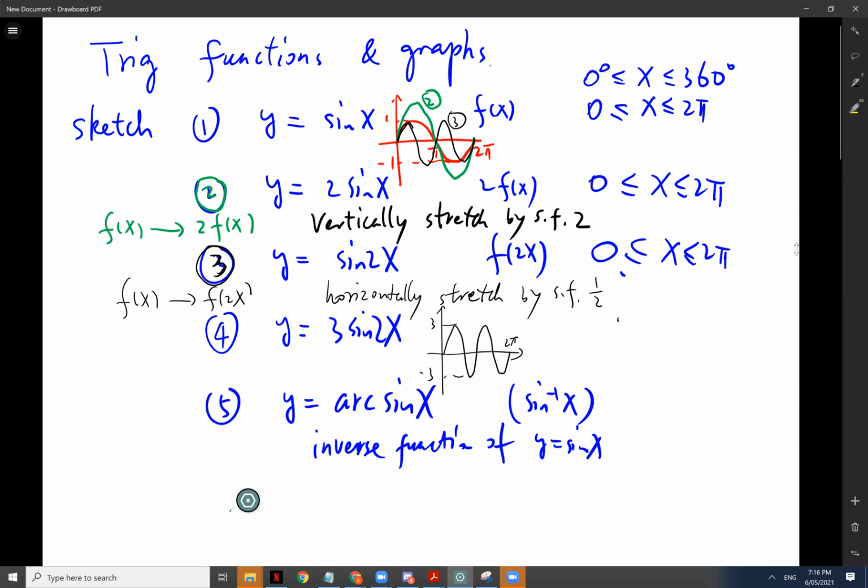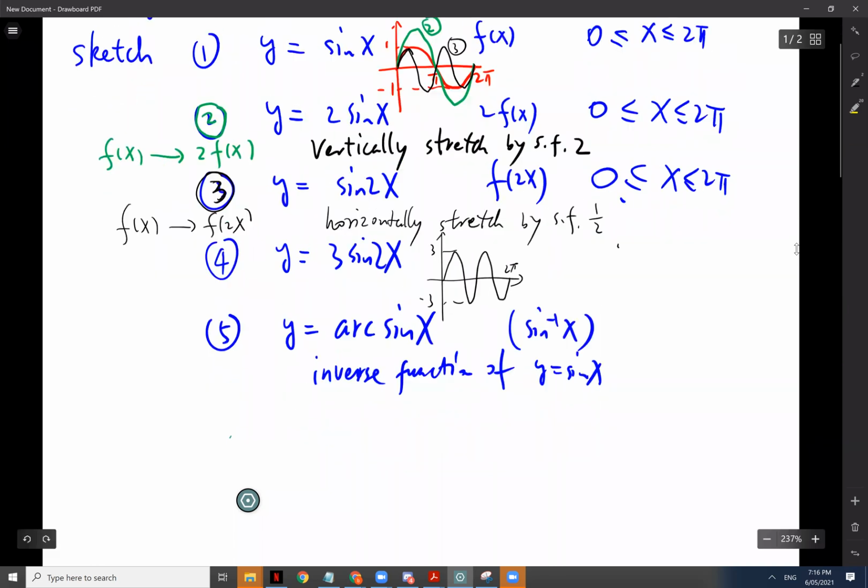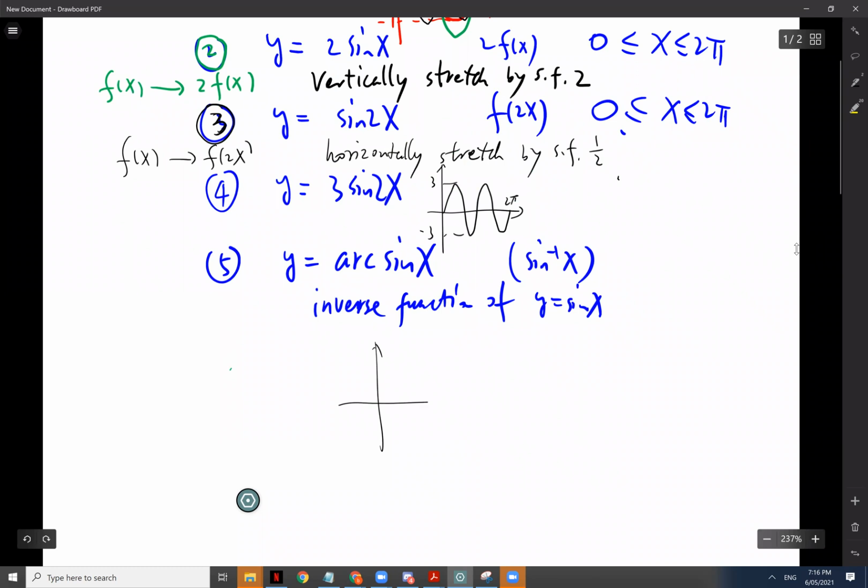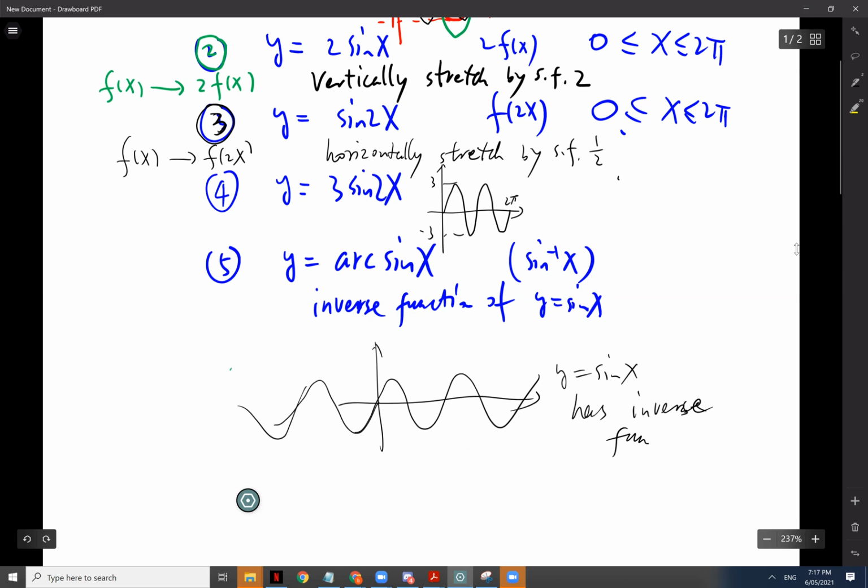Okay. Number 5. Arcsin x, how do we sketch it? The sine inverse. First idea, we got a sine graph. Selvin, does this sine graph have an inverse function? Very good. No inverse function.